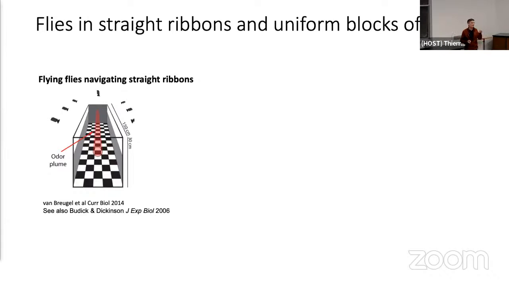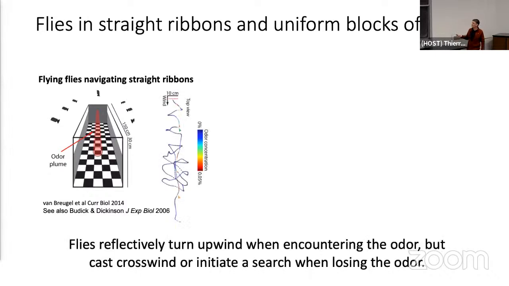Because they cannot see the odor, they have to make a straight, stable plume. Then they map in space where that plume is, and they manage to track the flight of the flies in 3D, so that they get these trajectories. And they find the same thing: the flies reflexively turn upwind whenever they encounter the odor.